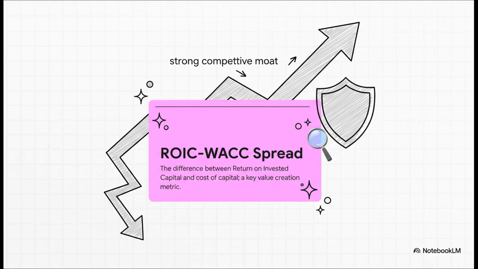And then there's my personal favorite, the ROIC-WACC Spread. To me, this is the ultimate test. It answers one simple question. Is a company actually creating value for its shareholders, or is it destroying it? This single metric gives you a direct answer. A positive spread is a huge indicator of a strong competitive advantage, a moat, and, more importantly, a business that's truly compounding wealth over time.